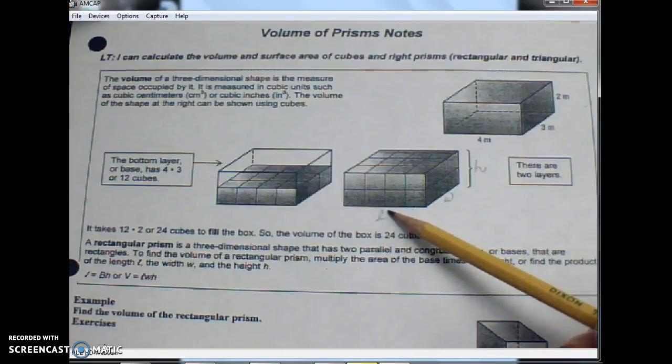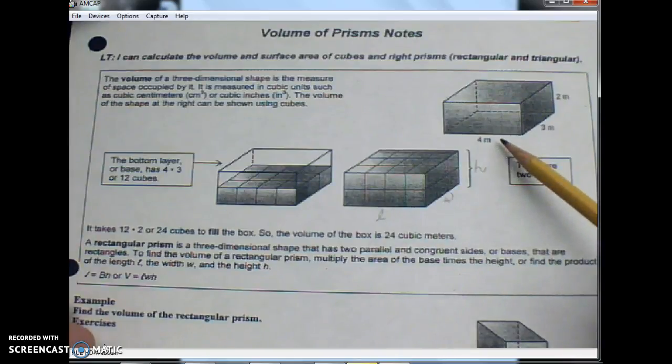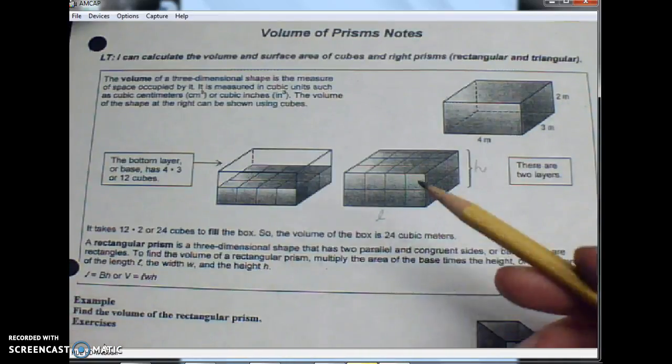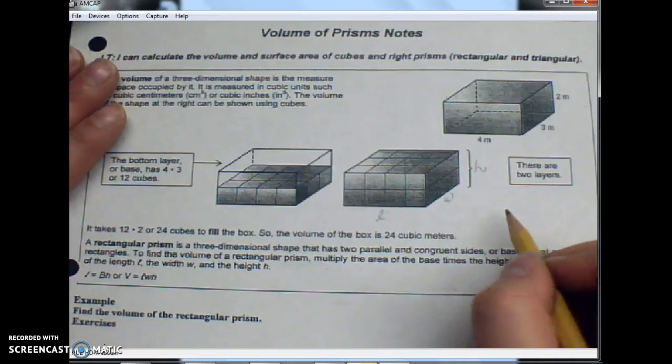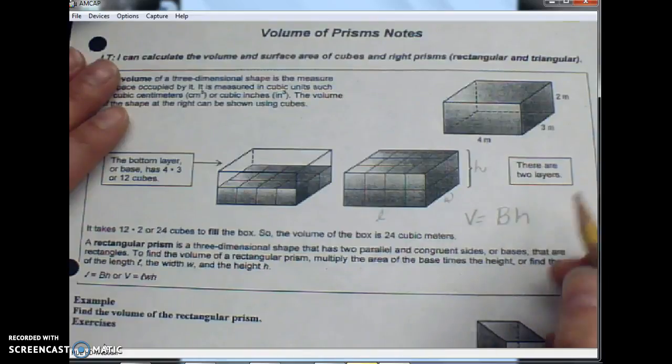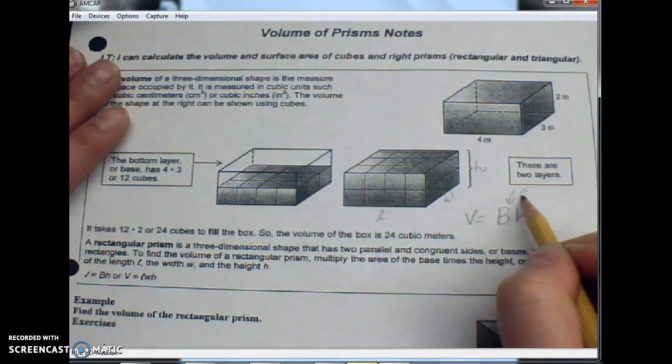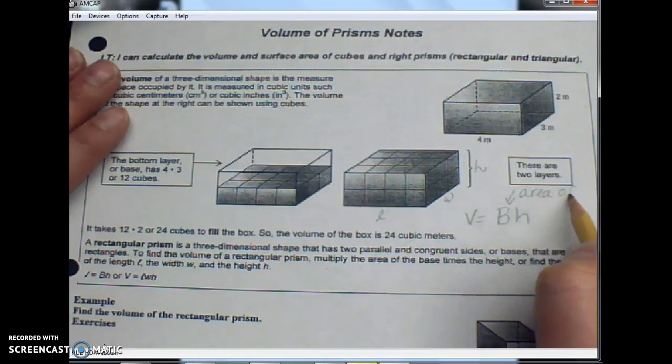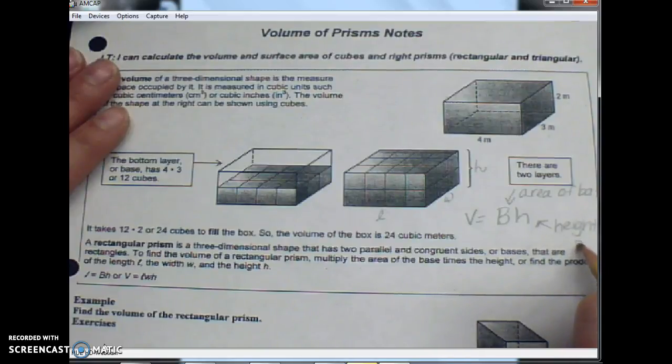In this case, we have a length times a width times a height. So 4 times 3 gives us the area of the base, which is 12, times our height of 2. For any prism, you're going to take capital B times H, which is the volume. That capital B is our area of the base. The H, in this case, stands for height of the prism.